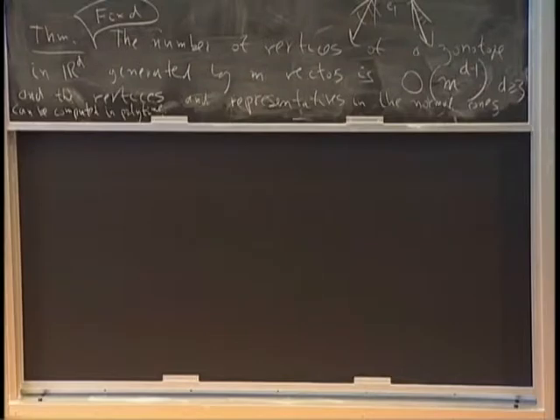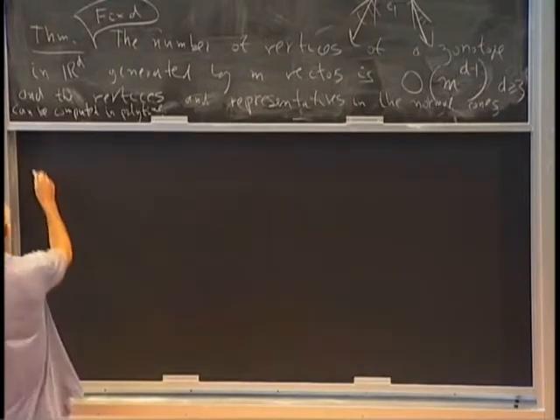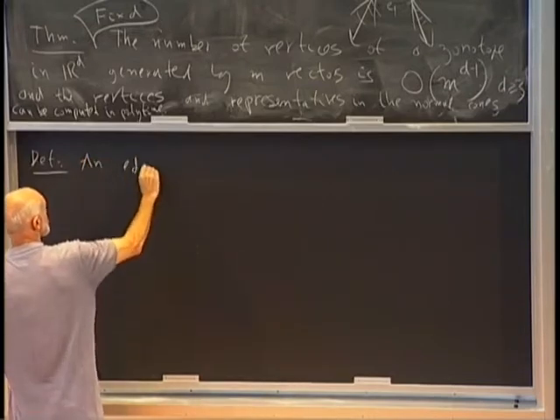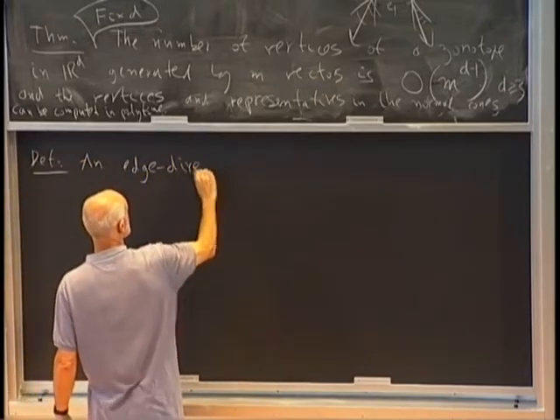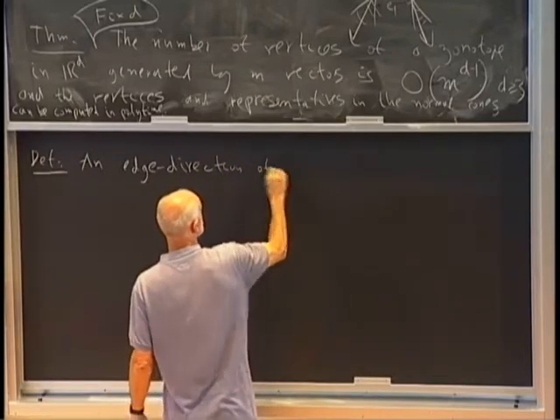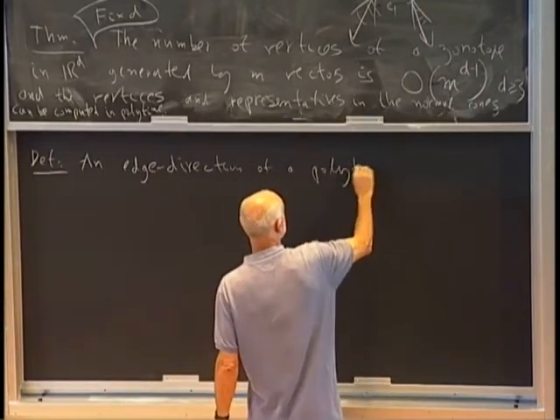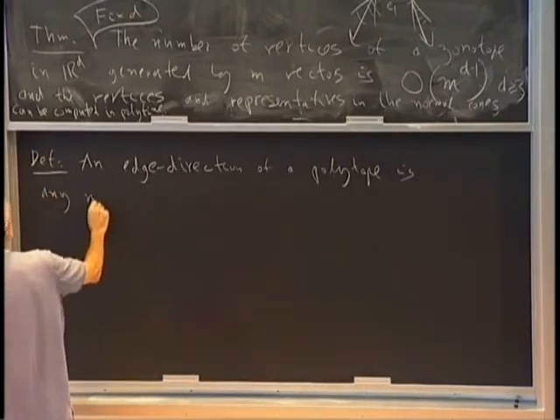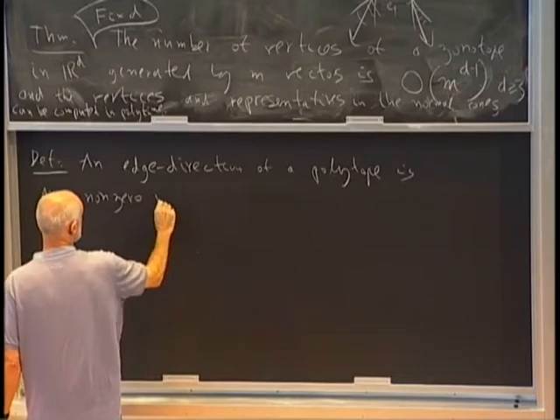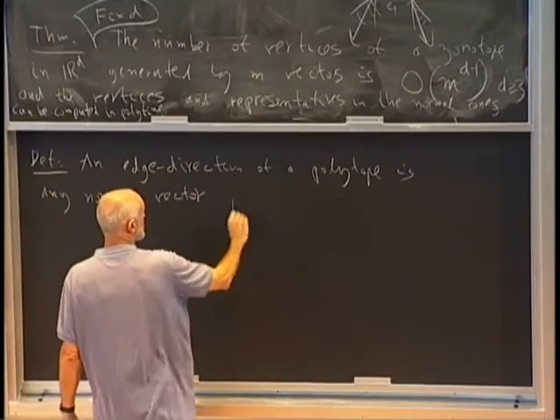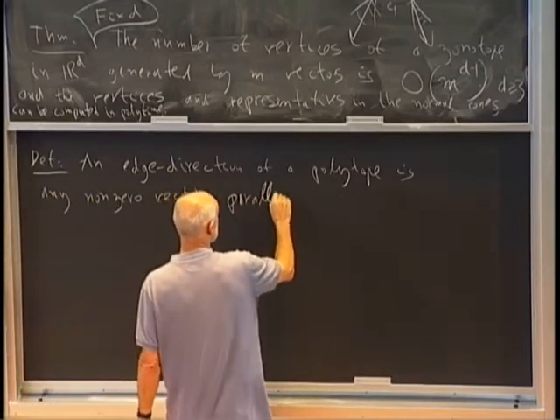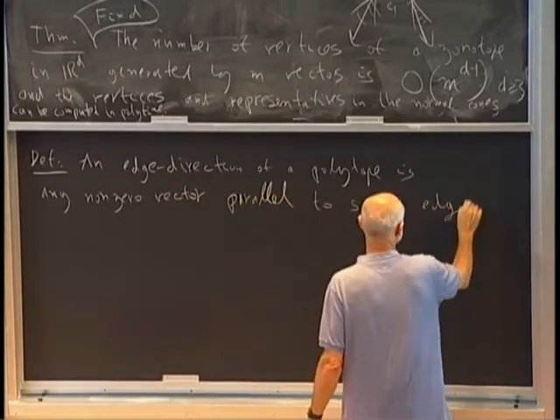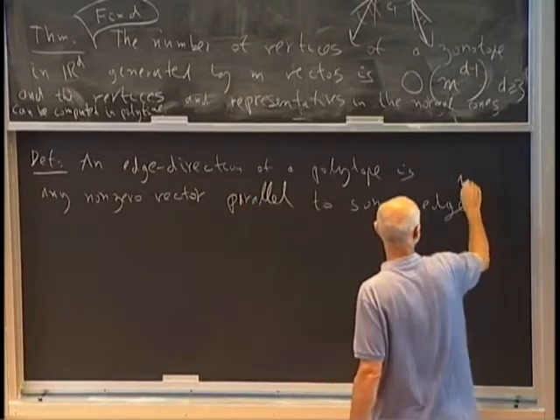And the lemma says the following. First I have to give you a definition. So here's another definition. An edge direction of a polytope is any non-zero vector parallel to some edge of the polytope. So edge means a one-dimensional face.